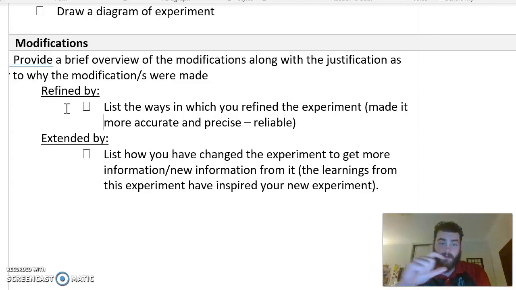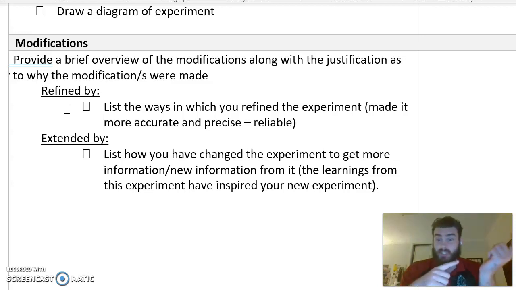It's going to be a bit of a paragraph. All right, so the word refined means ways in which you made the experiment more accurate or precise. So how you made the data more reliable. Okay, because reliability is related to both accuracy and precision. They are two different things. Okay, so how did we get more reliable data from the original to the modified? Okay, so think of what are some things that we changed.